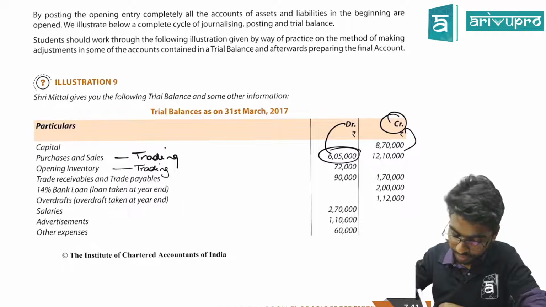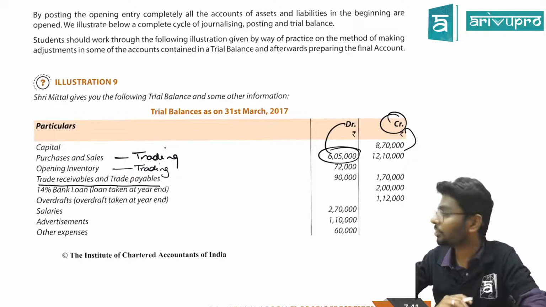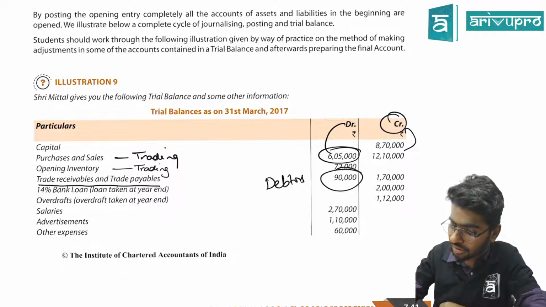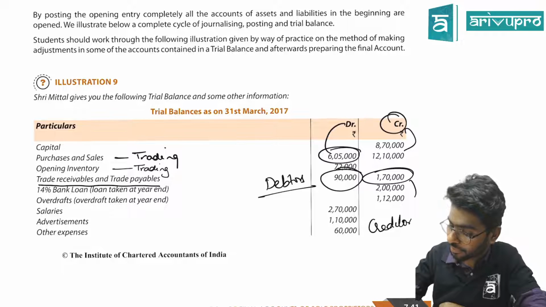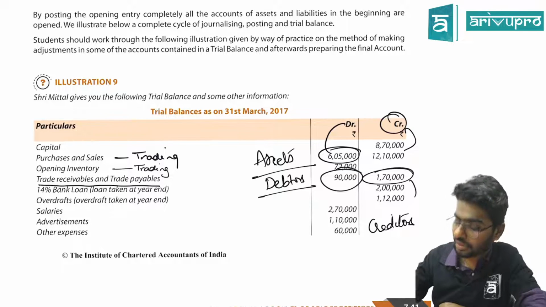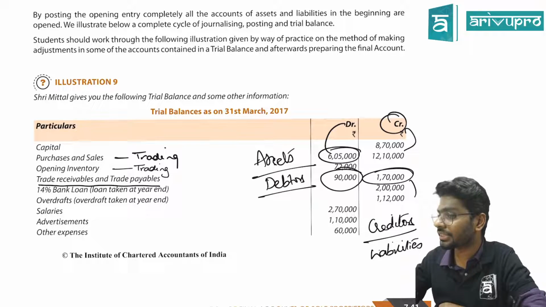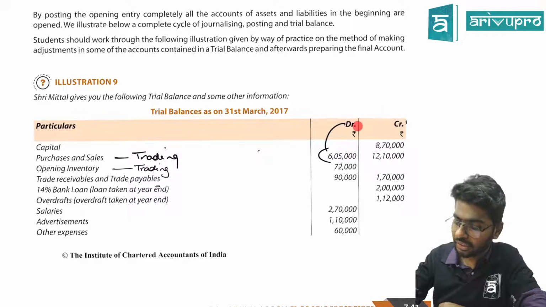Next one, trade receivables, trade payables. Trade receivables is another name for debtors. Trade payables is my creditors. Debtors come under my assets. Creditors come under my liabilities.